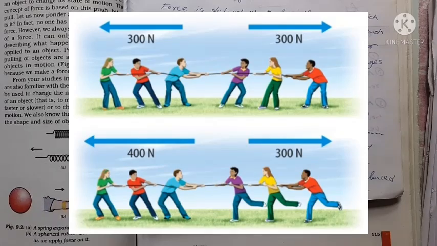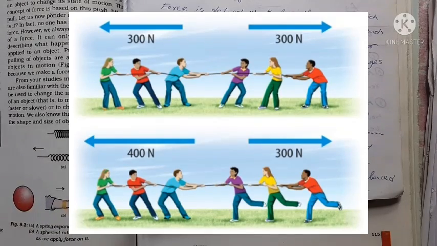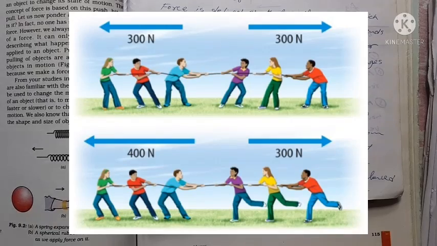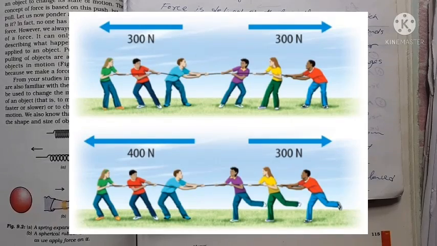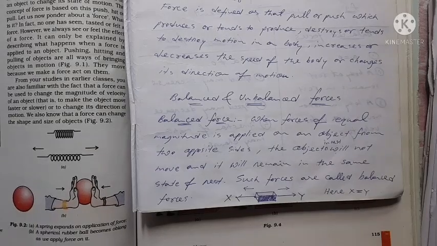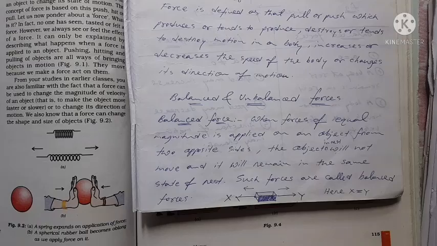But in the second picture the force is not the same. A 400 Newton force is applied on the left hand side and 300 Newton on the right hand side. Hence the object will move in the direction where the force is more, that is 400 Newton. So the first case is the case of balanced force, and the second case is the case of unbalanced force.